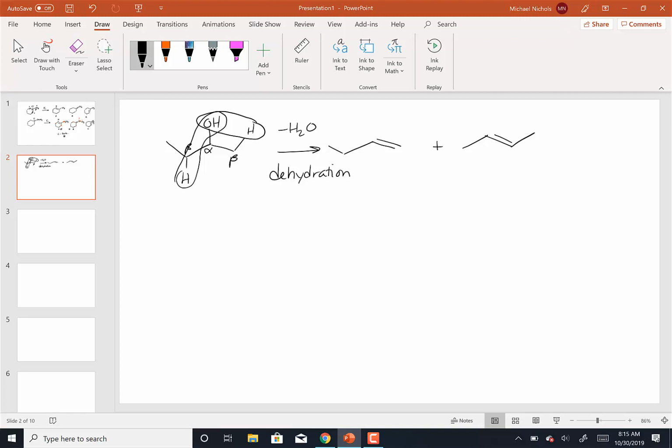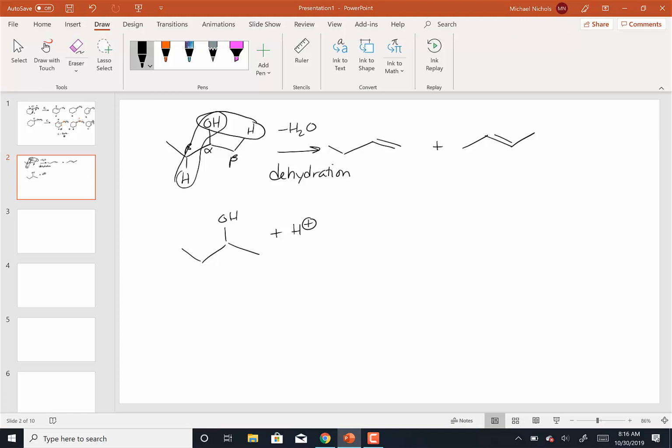But this will not occur on its own. The reason why this reaction just won't occur on its own is because OH, when it leaves, would have to leave as OH minus. And OH minus is a strong base. And what do we know about strong bases? They make poor leaving groups. So I just can't do this reaction without adding something. Well, okay, let's go ahead and add H+.